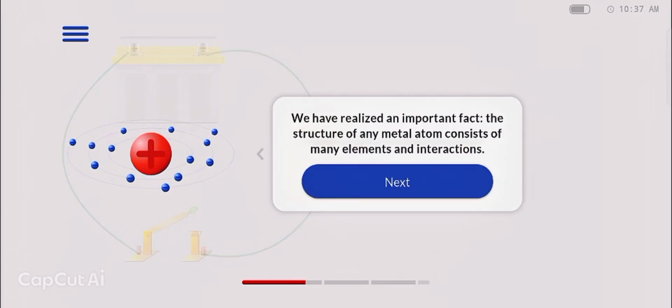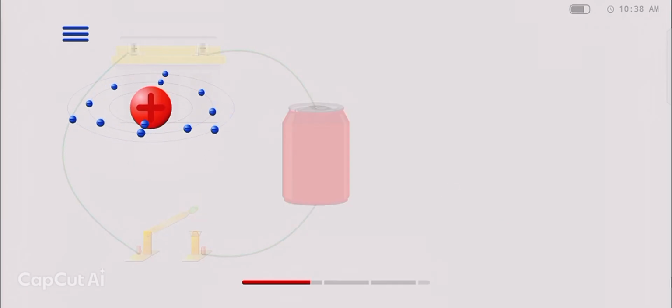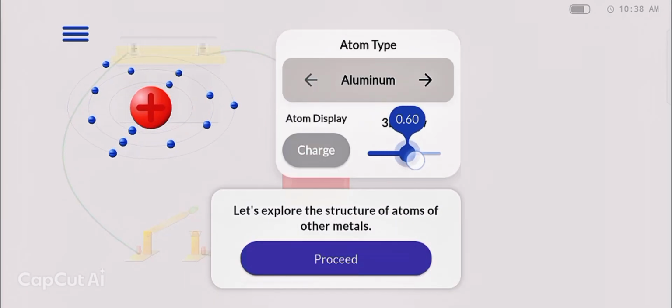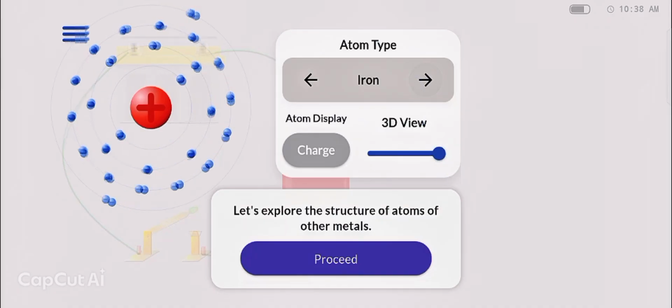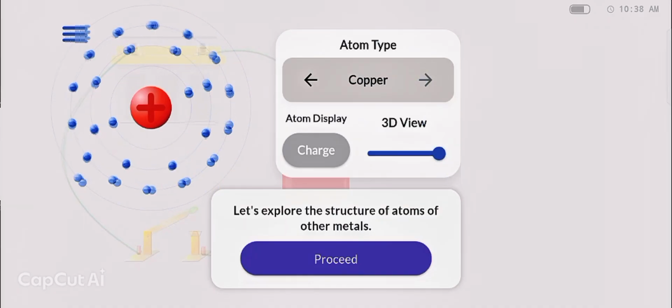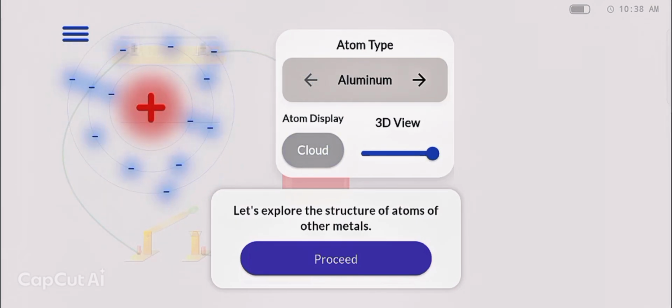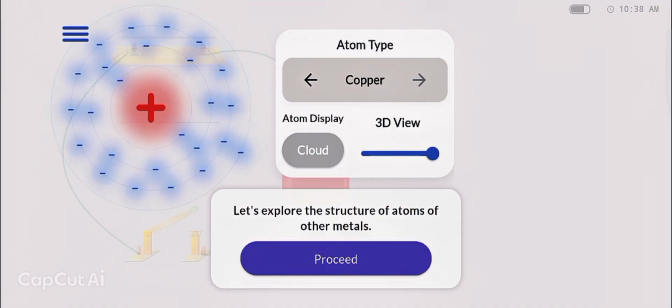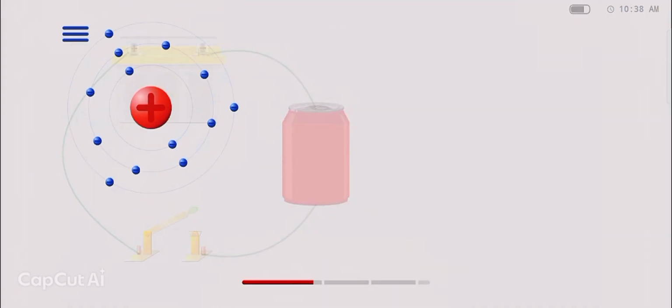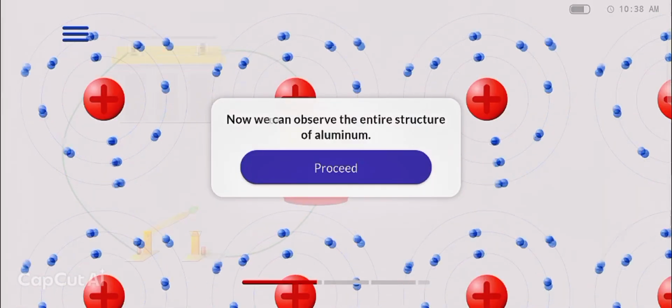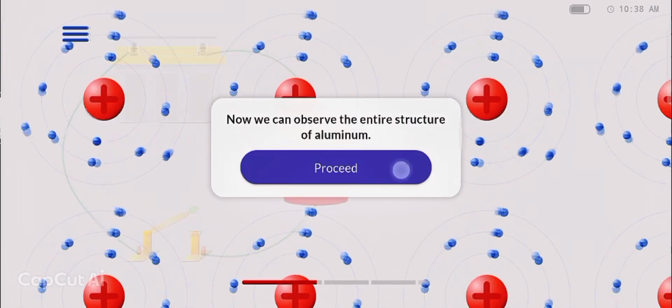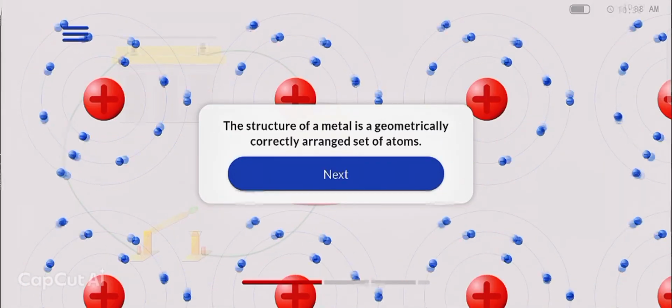We have realized an important fact. The structure of any metal atom consists of many elements and interactions. Let's explore the structure of atoms of other metals. The structure of a metal is a geometrically correctly arranged set of atoms.